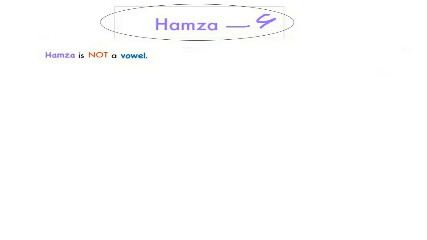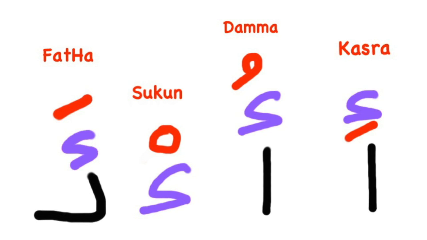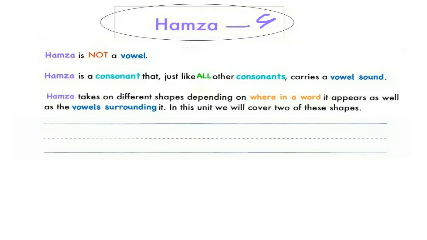Hamza is not a vowel. Hamza is a consonant that, just like all other consonants, carries a vowel sound. Hamza takes on different shapes depending on where in a word it appears, as well as the vowels surrounding it. In this unit, we will cover two of these shapes. First, when Hamza is written on the line, it is written like this. When it's written above a letter, for example, if X here represents a letter, we write it like this. You see, when we write it above the letter, it is much smaller.